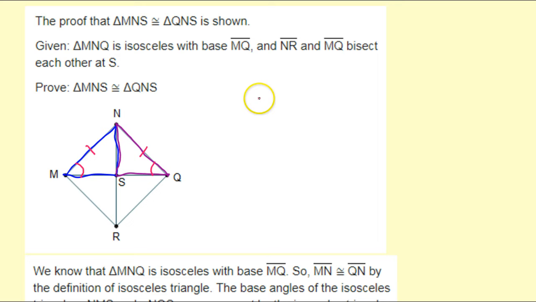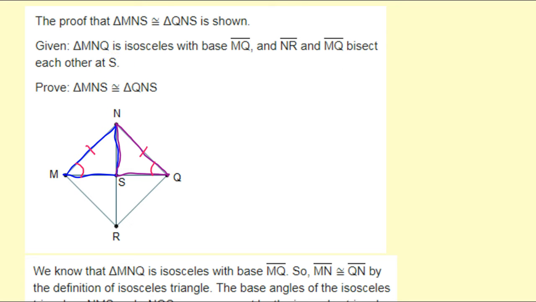So we have a pair of sides and a pair of angles. Well, remembering that this section is all about side, angle, side, and here I've got a side and an angle, all I need is one more pair of sides and we'll have our side, angle, side. So let's see, there's more to the given. Maybe that will give us the information that we need. So they also say that NR and MQ bisect each other at S.